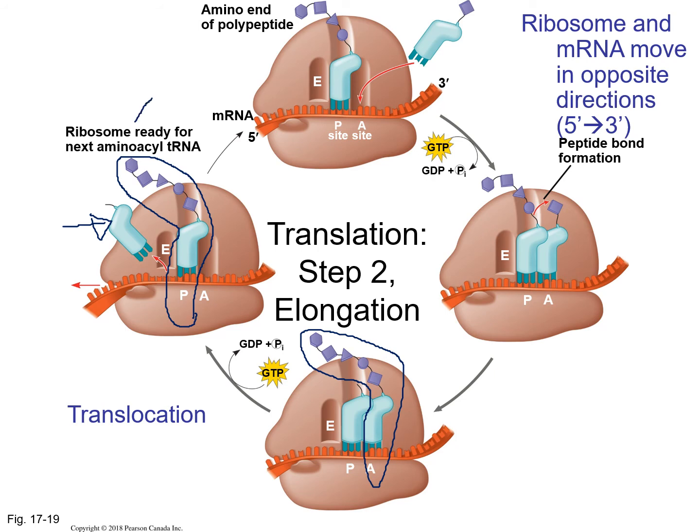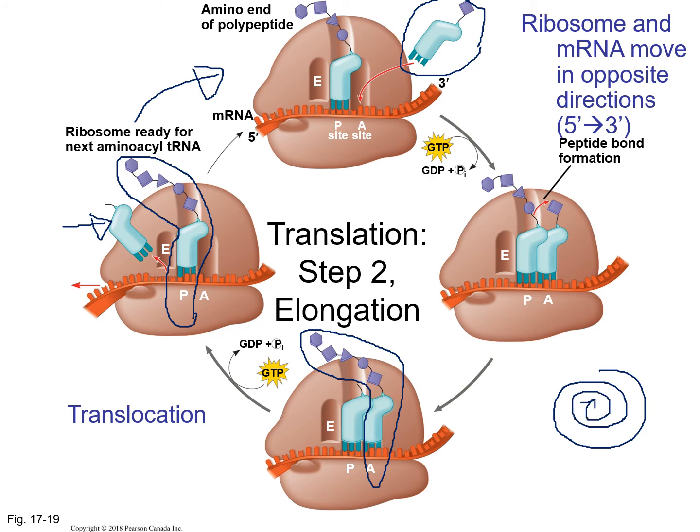We can proceed on to the next step, which is going to be a new transfer RNA is going to come in. It's going to recognize the new codon. It's going to deliver a new amino acid, and this is going to rinse and recycle. So it's going to go around and around and around. A typical protein has maybe 100 to 200 amino acids, so this cycle will happen 100, 200, sometimes even more times.